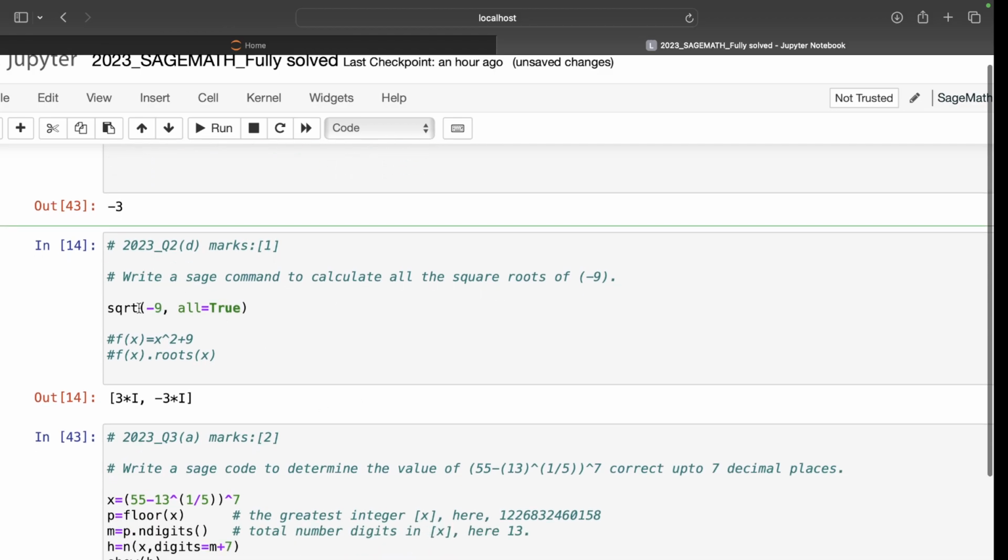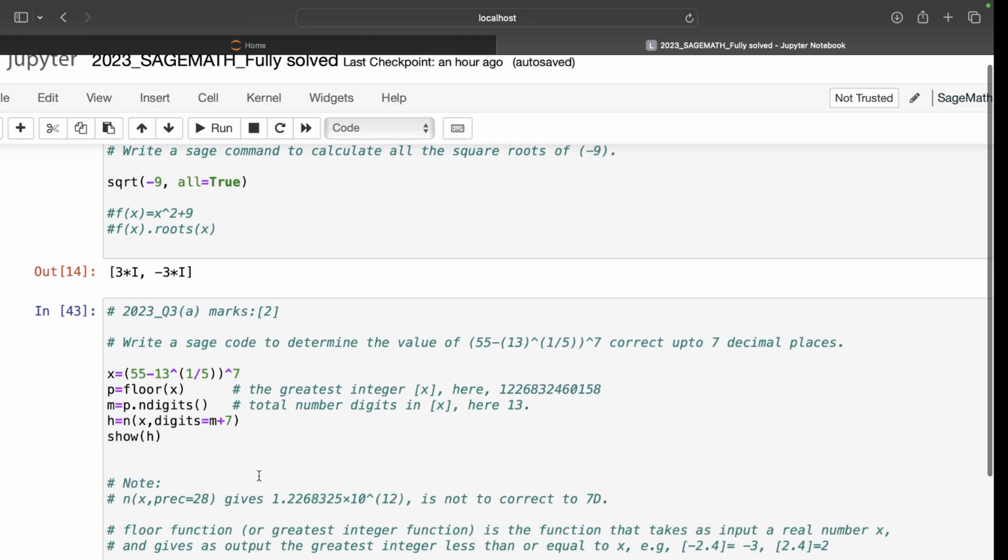I write the Sage command square root of -9, comma, all equal to true. So this is equal to 3i and minus 3i, the square root of -9. So plus minus 3i. You can write this: f(x) equal to x square plus 9, f(x).roots(x). Alternatively, you can write this.